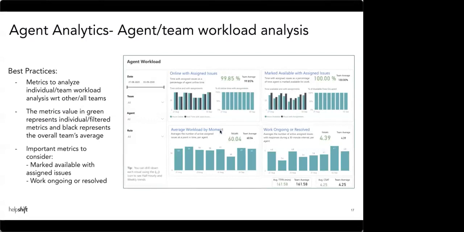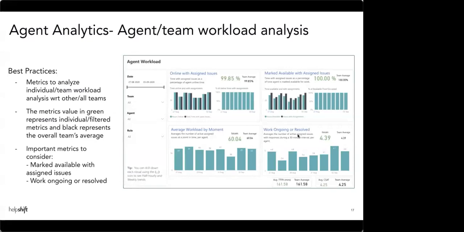The agent workload by month counts one agent's or team's typical and time-weighted number of active conversations, meaning open and assigned issues at any one time across the date range you have specified. It's time-weighted in the sense that it considers the average duration over which any open and assigned issue remains unresolved. The work ongoing or resolved measures one agent's average response rate, counted in unique issues per half hour across the date range that you specify.